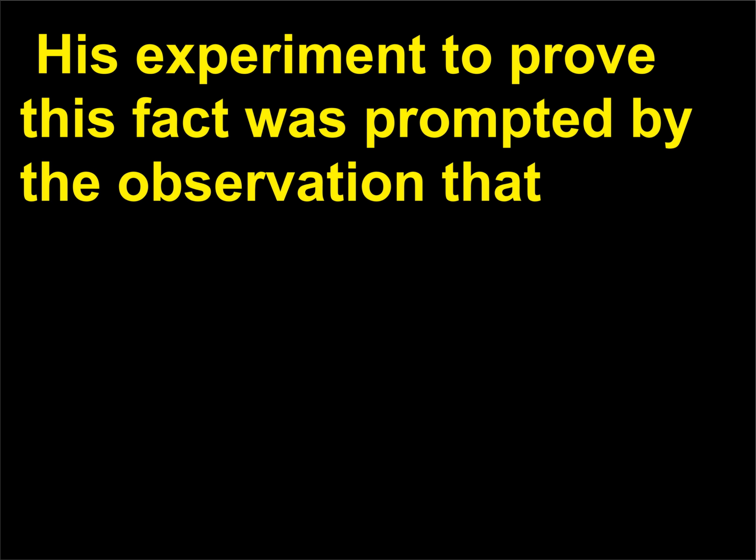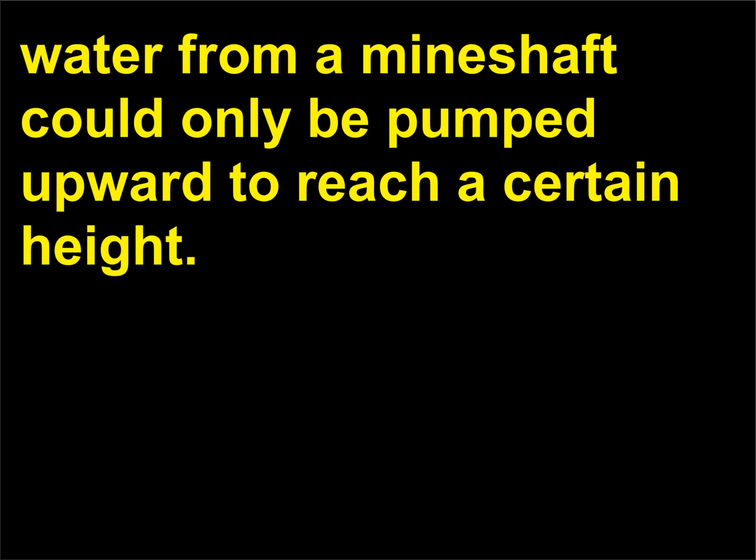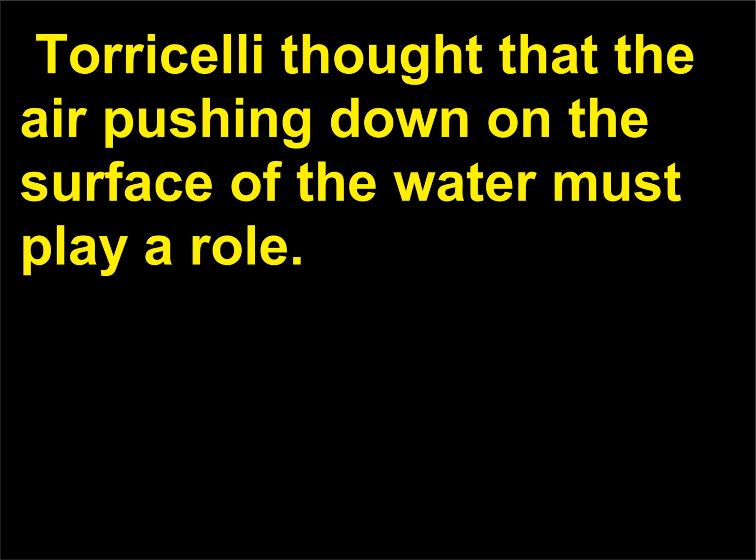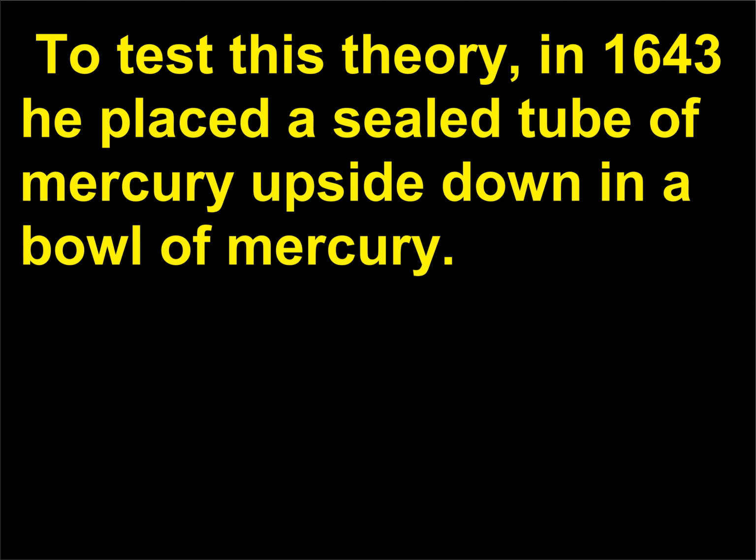His experiment to prove this fact was prompted by the observation that water from a mineshaft could only be pumped upward to reach a certain height. Torricelli thought that the air pushing down on the surface of the water must play a role. To test this theory, in 1643 he placed a sealed tube of mercury upside down in a bowl of mercury.